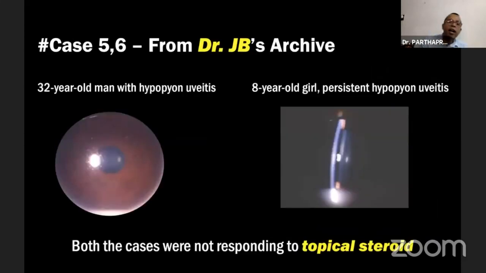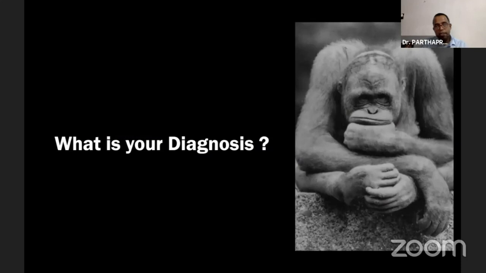So this is case 5 and 6. This is from JV sir's archive, perhaps so old that I may not have joined ophthalmology when sir managed these cases. The first one is a 32-year-old man with hypopyon and uveitis, and the second was an 8-year-old girl with persistent hypopyon and uveitis. Both cases were not responding to the topical steroid and cycloplegic he was prescribing. I think you have seen this slide many a time, so what is your diagnosis?